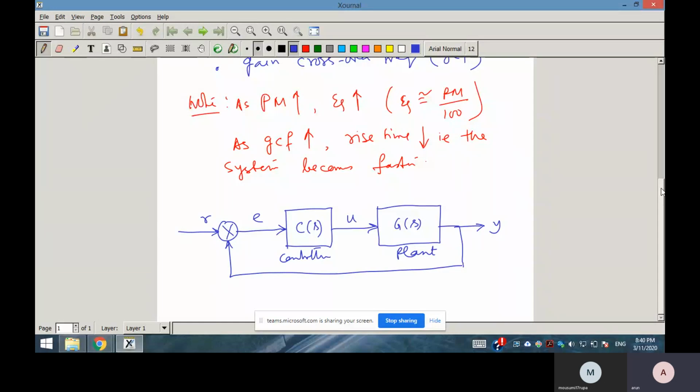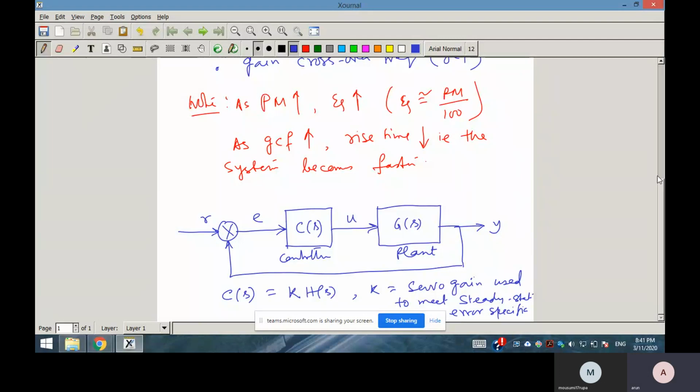So in this Bode plot based design, C(s) we will assume consisting of two parts. C(s) will be assumed as K times H(s). So K is your servo gain. K can be considered as a servo gain. So this is used to meet the steady state error specification.